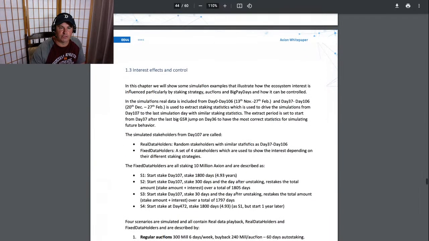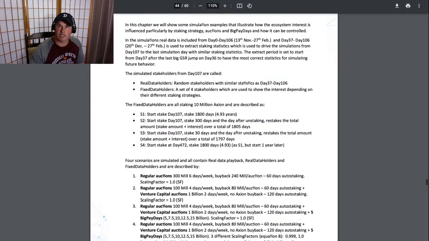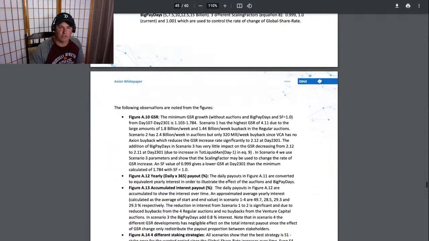And then we'll move on to the next chapter. In this chapter, we will show some simulation examples. So there are some more simulations there as well. You can check through those as well.